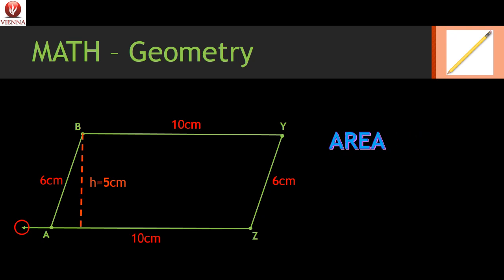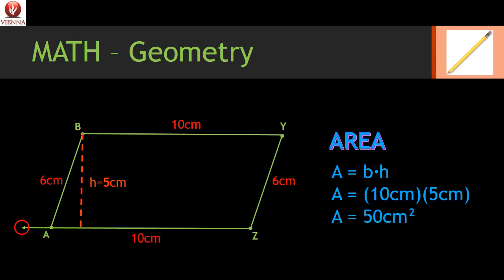To figure area is simply base times height. Area is always, always, always expressed in squared units. So remember to indicate your answer in squared units. So base times height, in this case 10 centimeters times 5 centimeters, for a total area of 50 square centimeters.